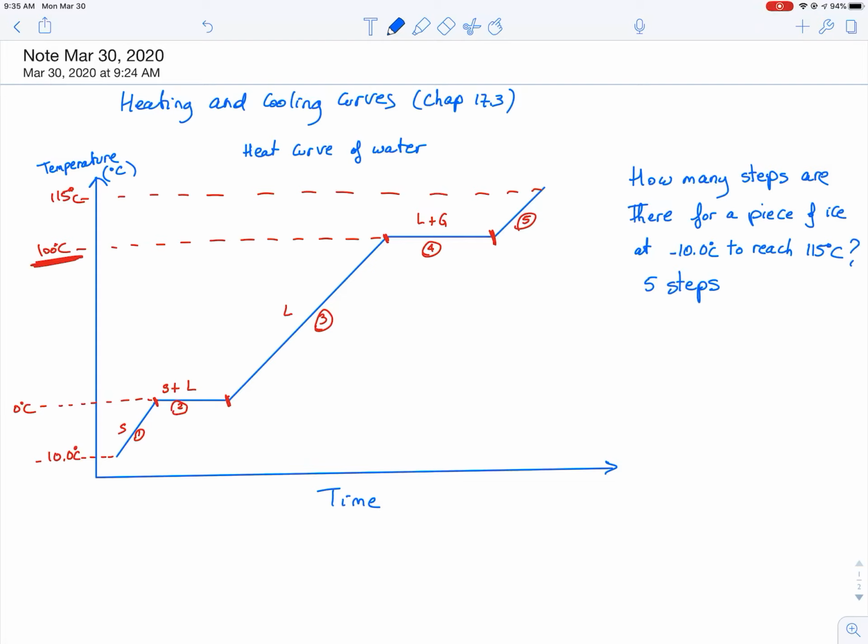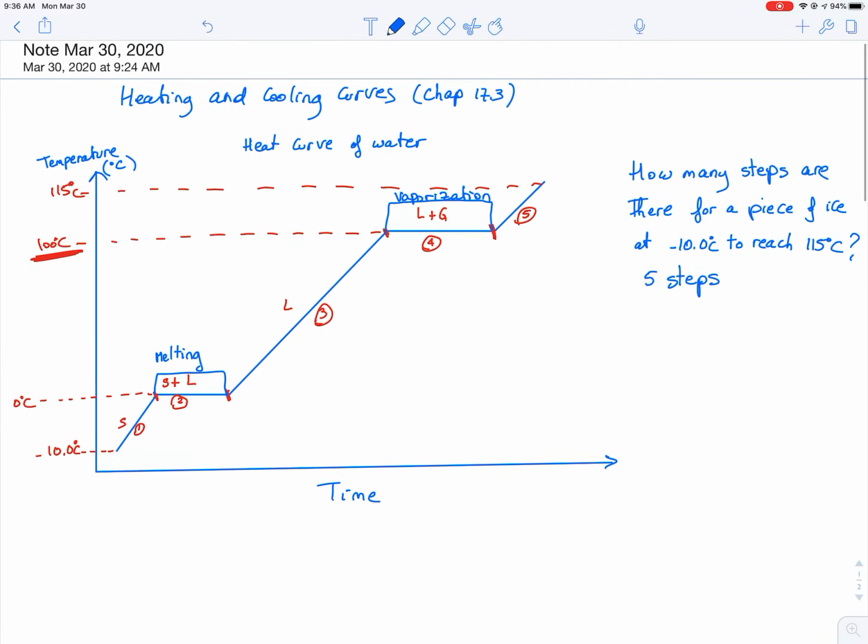Okay, so this is just the general idea. Here I forgot to mention that over here, what happens? We call this melting. This area here, that's when you have your ice melt. This is when you have your water boil, and we call this vaporization. Okay, so that's the boiling. All right, so let's analyze every single step. So we're gonna go ahead and analyze step number 1, you guys.